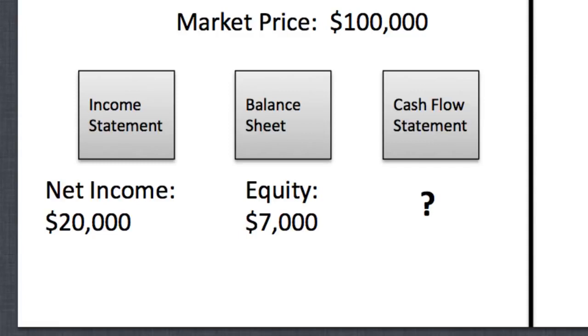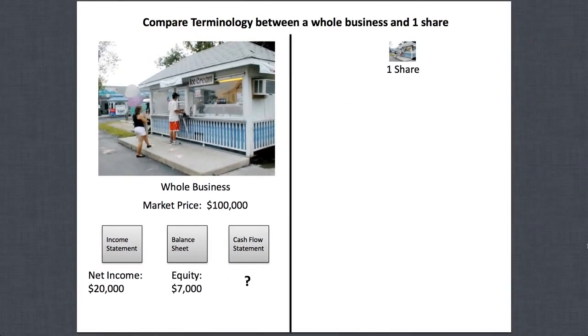And if you want a further explanation, like I said, go back to Lesson 2 and 3 to fully understand that. So when we look at the whole business, all those numbers pretty much make sense. And I'm skipping the cash flow statement because that's something that's taught later on in Course 2.